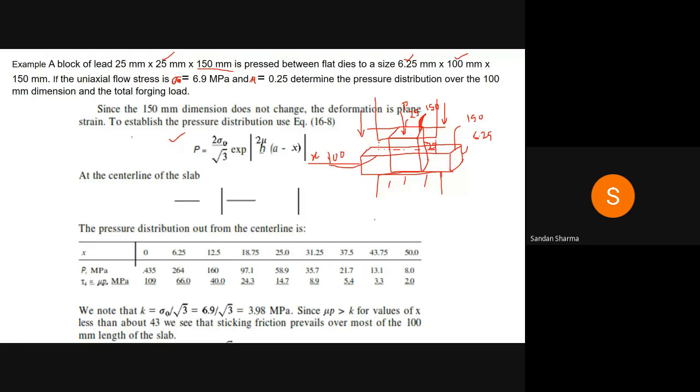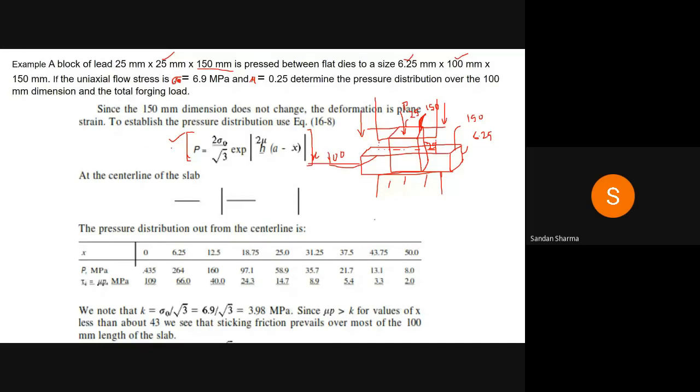Now you have all gone through the derivation, so can you tell me in which condition you get this equation? Harminder?